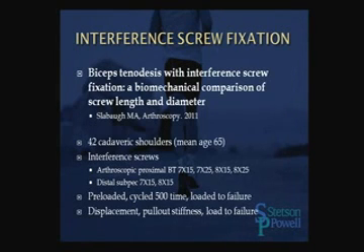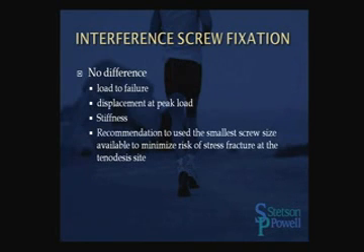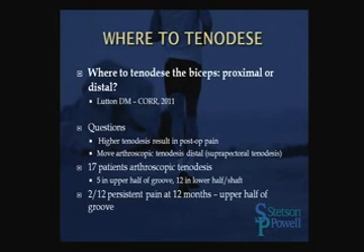So here's a comparison of screw length and diameter that came out of Chicago, 42 cadaveric shoulders. Does it make any difference in the size? Does size matter? Arthroscopic proximal, these different biotenodesis screws, preloaded and cycled 300 times and loaded to failure, and they measured those parameters, and they found that there was no difference. So therefore, it was recommended to use the smallest screw size available to minimize the risk of stress fracture in the tenodesis site.